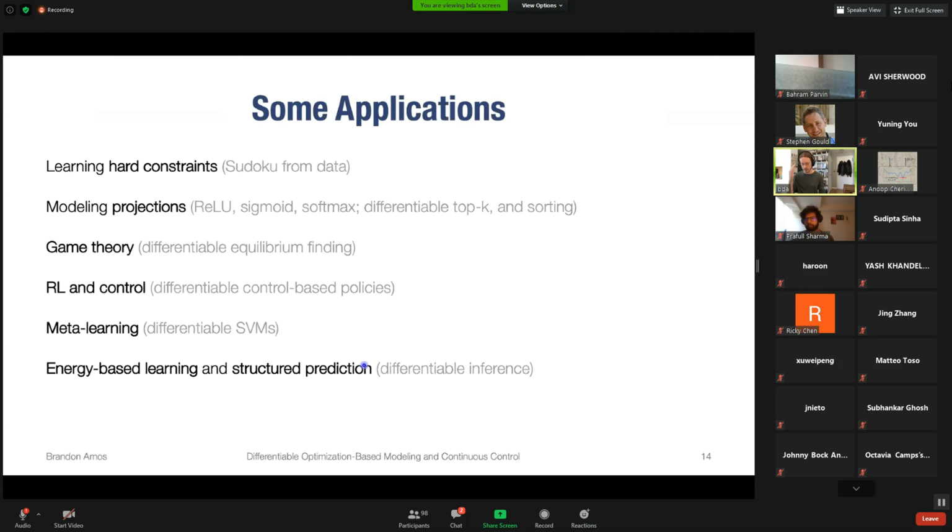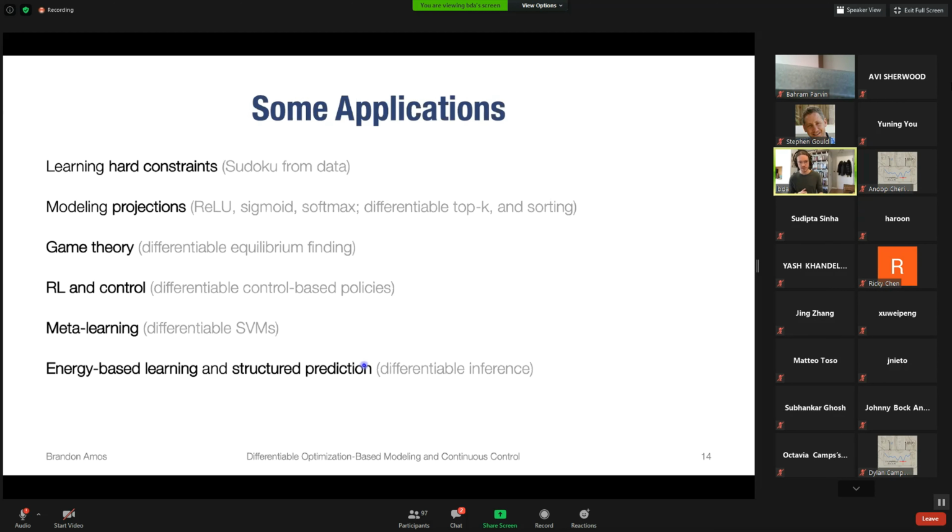So beyond the hard constraints and projections that I mentioned earlier, I think there are a lot of interesting applications in game theory, or perhaps some kinds of economics, where you're finding equilibrium points of games or of markets. In the control setting, which I'll talk about later, this can induce differentiable policy and control-based classes. In the meta-learning setting, there's quite a bit more to talk about than I have listed here.